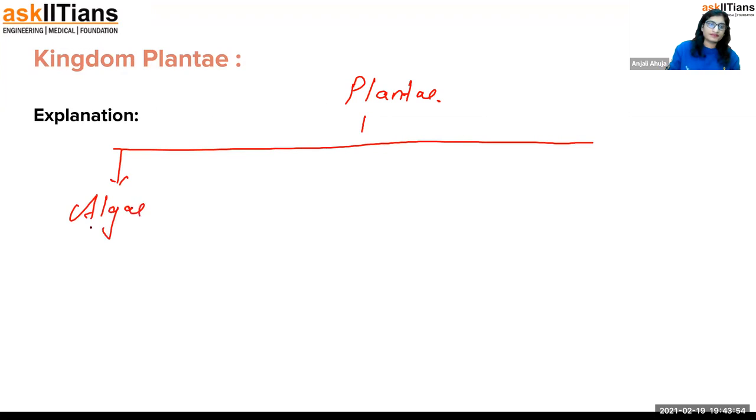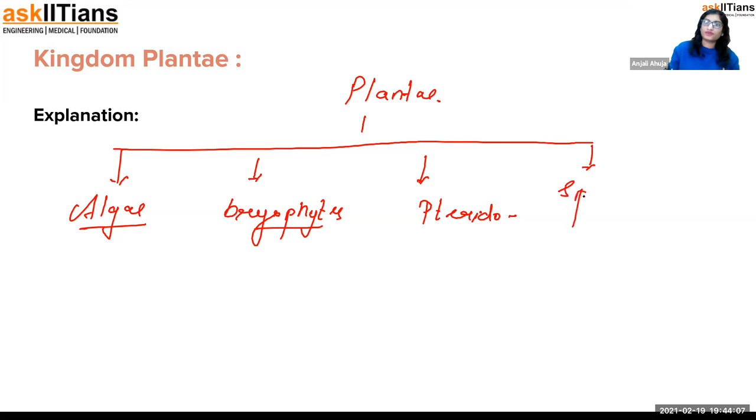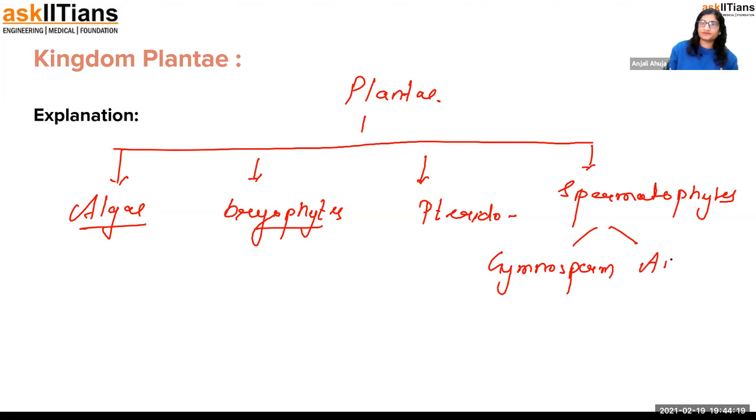Algae, bryophytes, then we have pteridophytes, and then into that we do have spermatophytes. Spermato means seed, sperma means a seed, so they are having the seed, spermatophyte, and they are basically of 2 types, gymnosperm and angiosperm. On the basis of how the seeds are present, that classification is there.